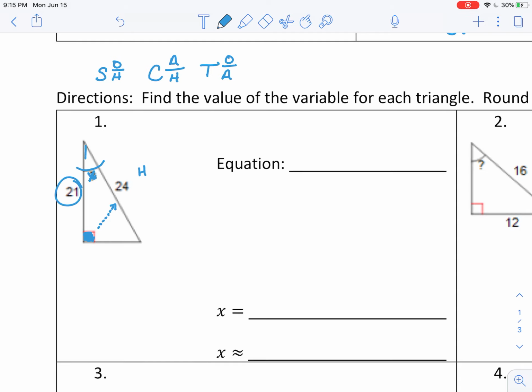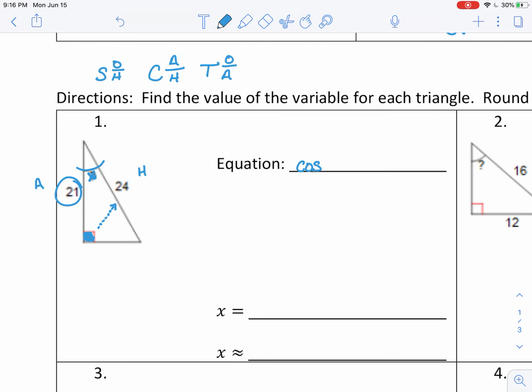And then you'll notice that this 21 is one of the sides that creates X. It's this 21 and this 24 that makes that angle, meaning it's right next to my angle. This is the adjacent leg. Across from this angle is the opposite leg. I don't need him. I'm going to use the adjacent and the hypotenuse, therefore I figured out I'm about to write a cosine equation.